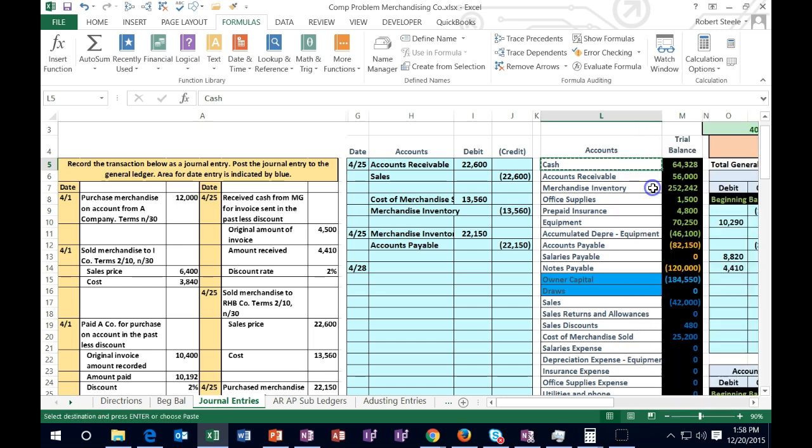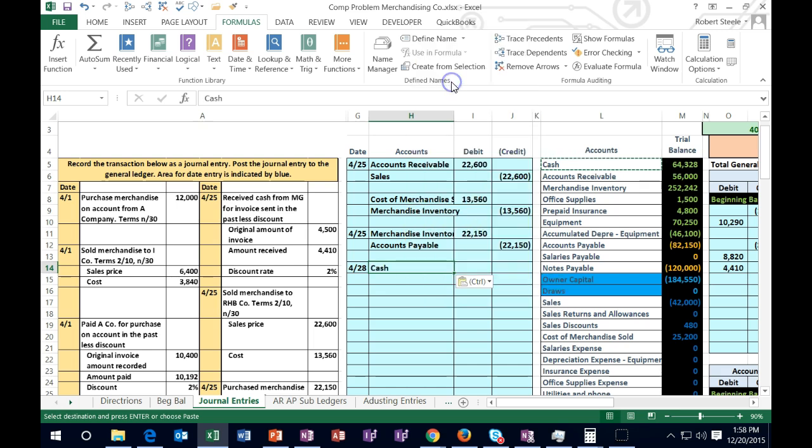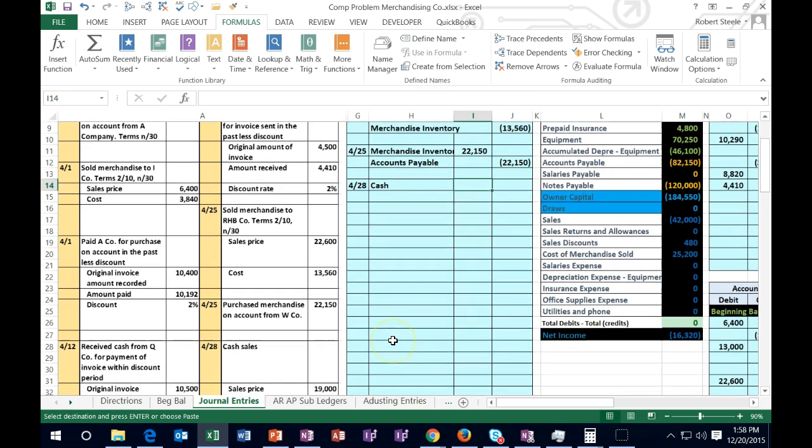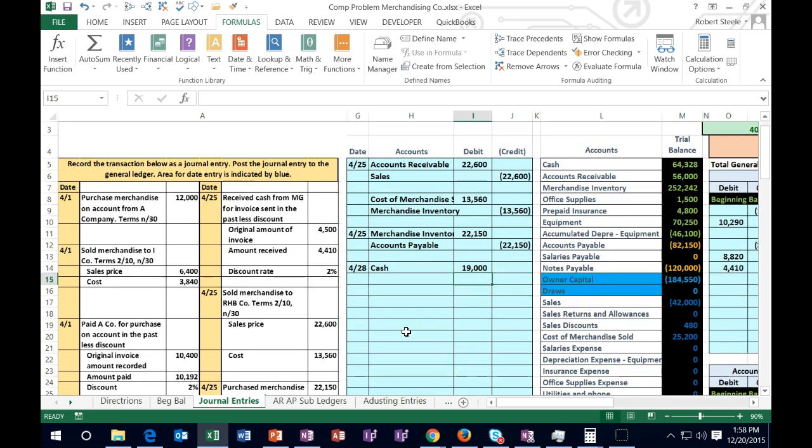So I'm going to copy that. We're going to put that on top in H14. Right click, paste it, 1, 2, 3. The amount will be for the purchase price, the sales amount, 19,000. And again, don't start thinking about inventory yet. Just think as if we're a service company first and then think about inventory.